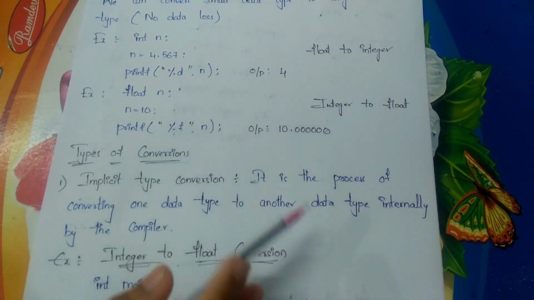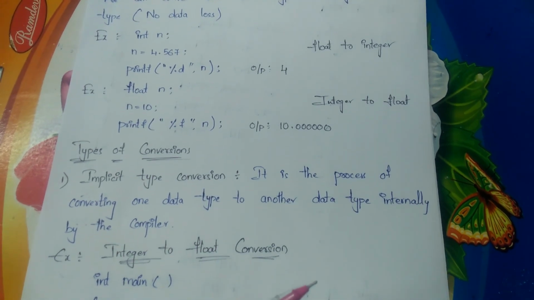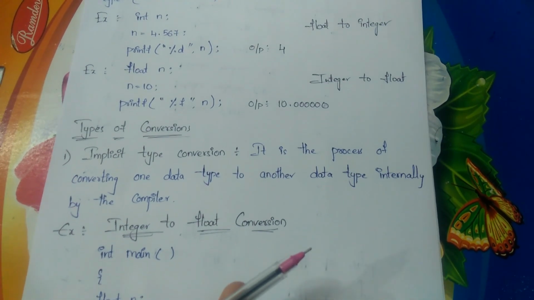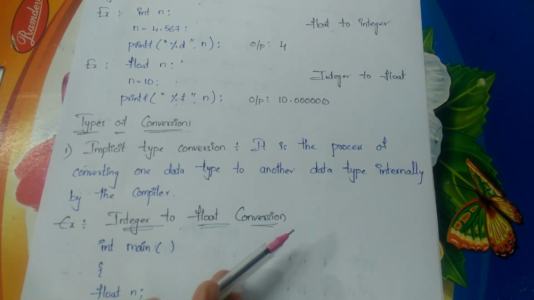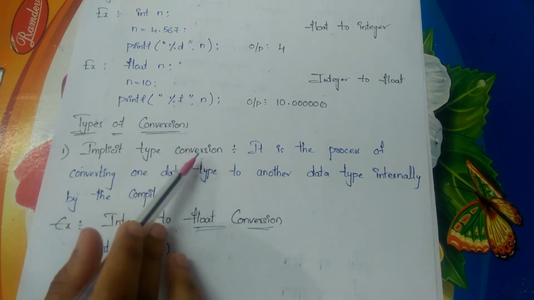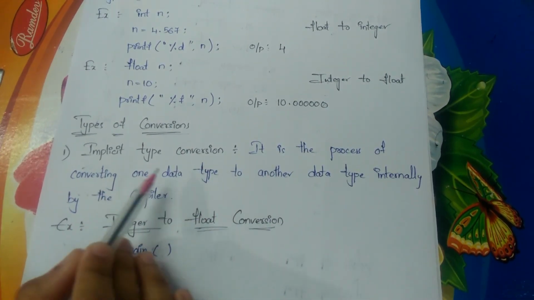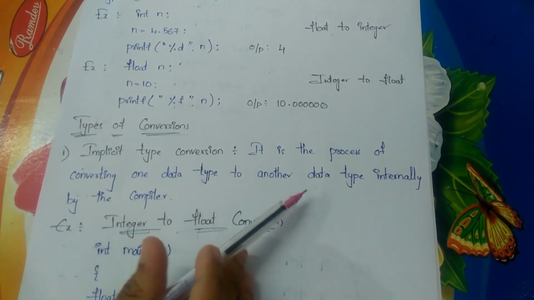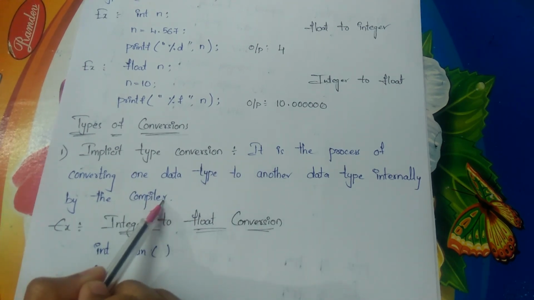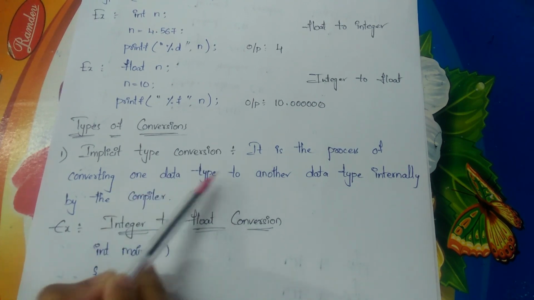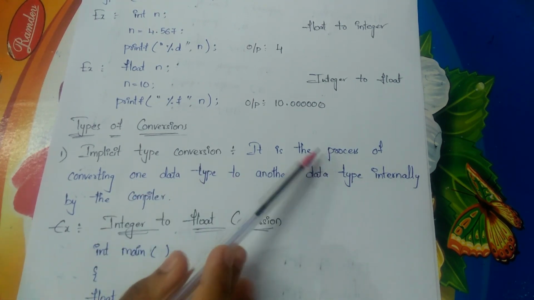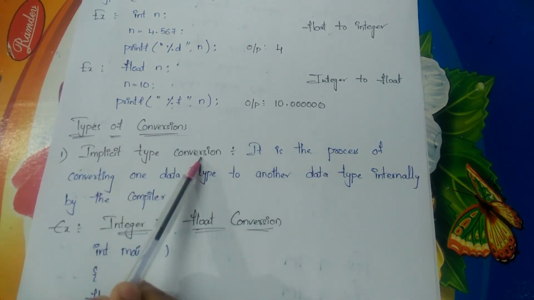Now let's see the types of conversion. We have two types: one is implicit type conversion, and the other is explicit type conversion. Let's see implicit type conversion first. It is a process of converting one data type to another data type internally by the compiler. Since it is done by the compiler only, that process is known as implicit type conversion.